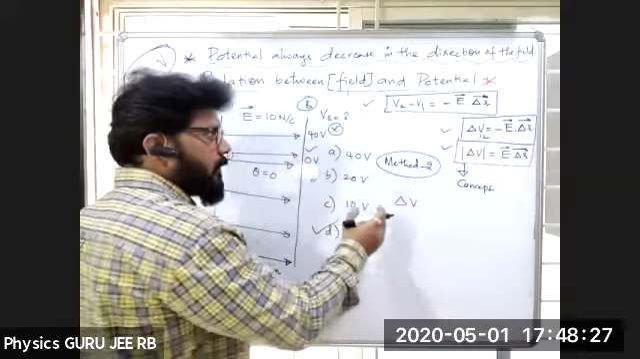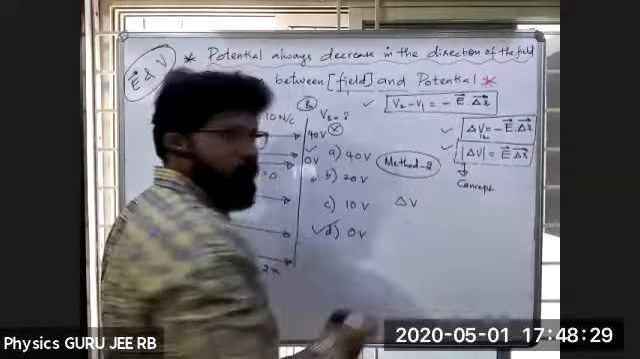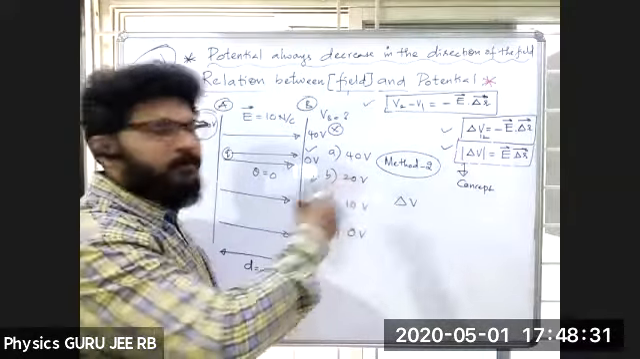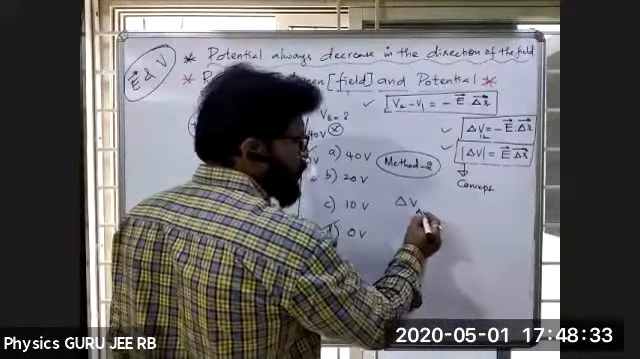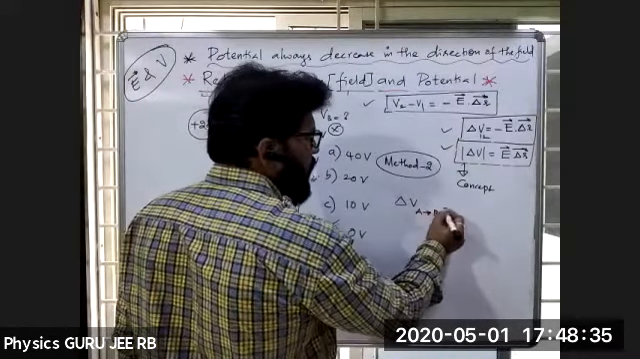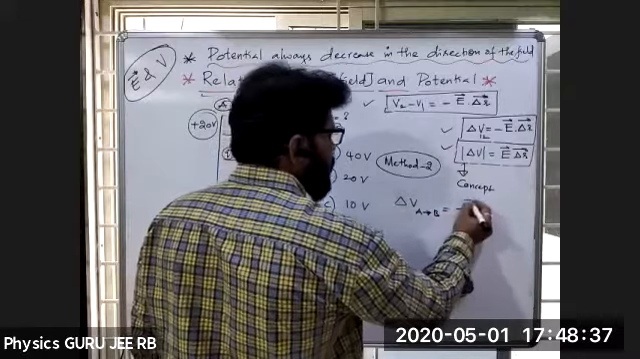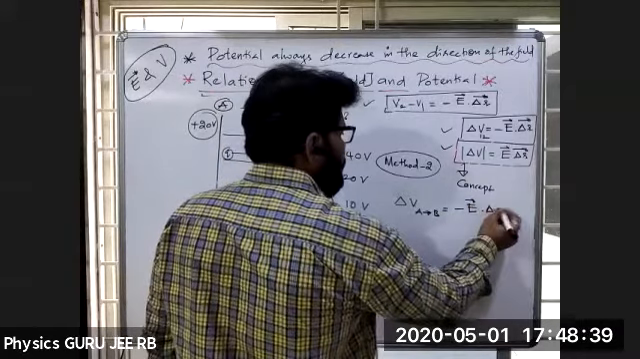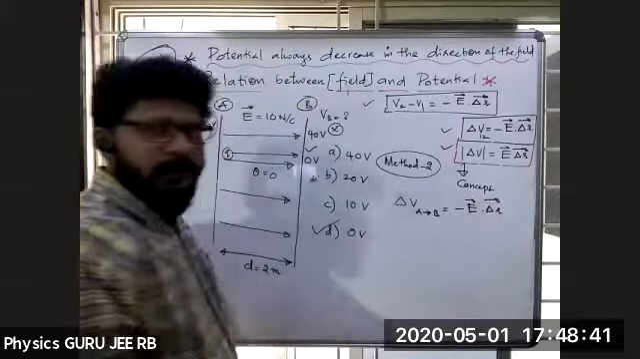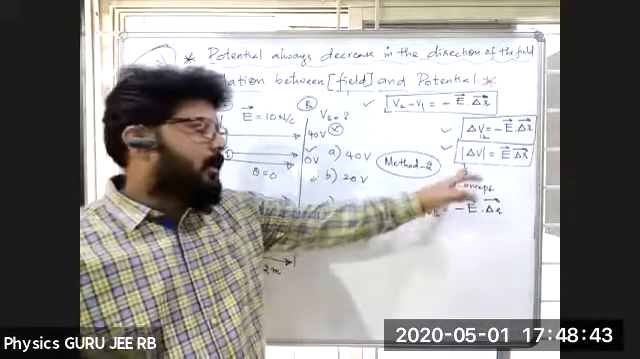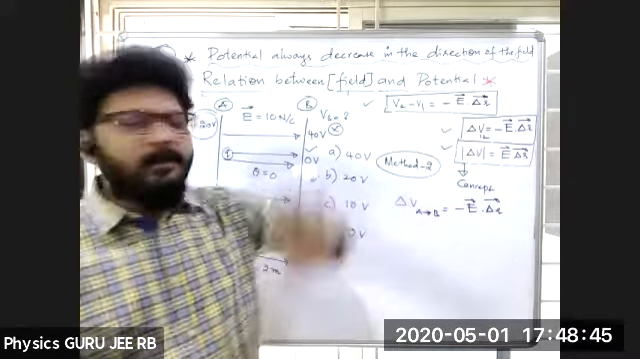Method 2: if you take delta V 1 to 2, that means we are moving from 1 to 2, from where to where? A to B. Delta V from A to B equals minus E into delta R. Same formula, but here I'm taking the magnitude. Here it is nothing but minus.